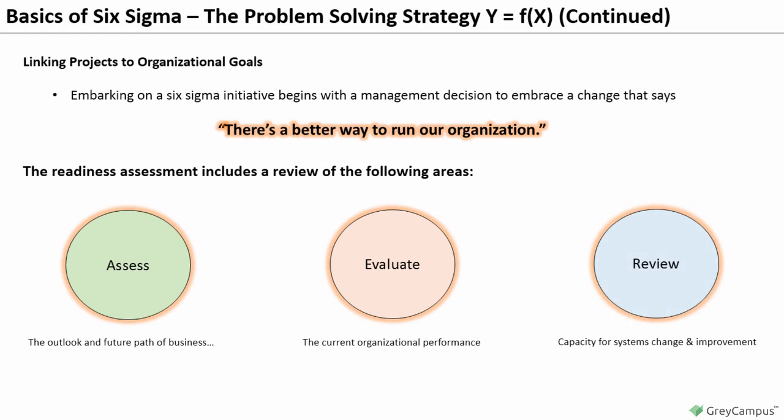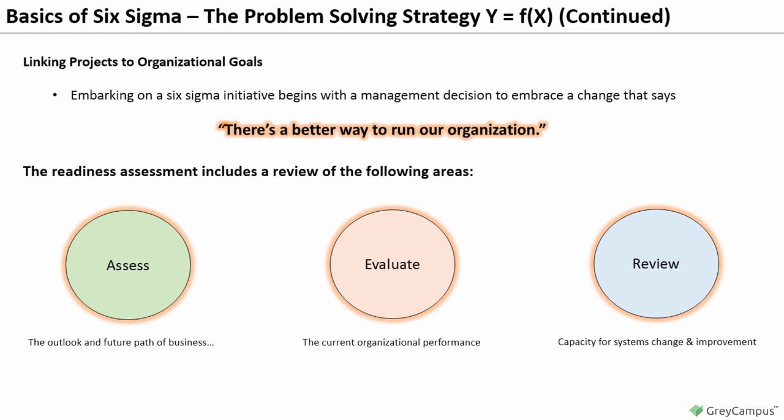Review the capacity for systems change and improvement. How effective are we in managing system changes? How well are our cross-functional processes managed? Are our current efforts in conflict with Six Sigma? The above assessment will go a long way towards deciding if current efforts are sufficient or whether the timing is appropriate to undertake a Six Sigma effort.